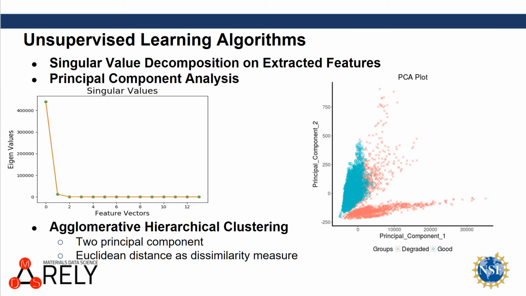We then do the clustering parts of this, and this is going to be where we'll be using things like PCA or SVD.